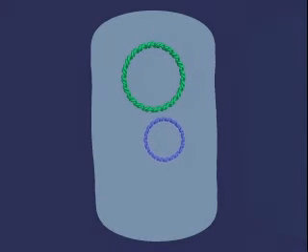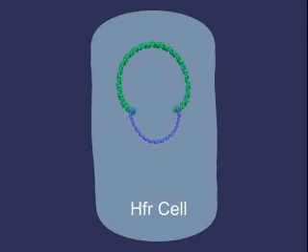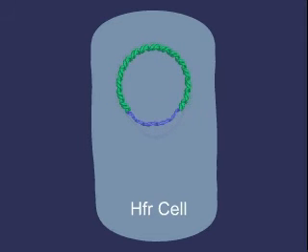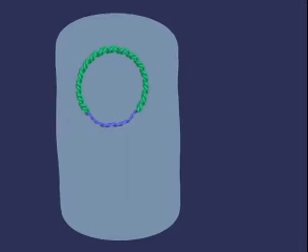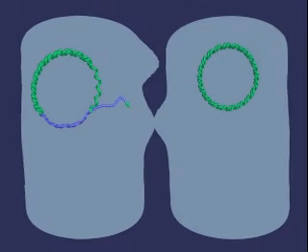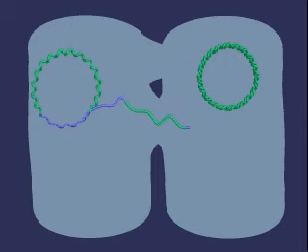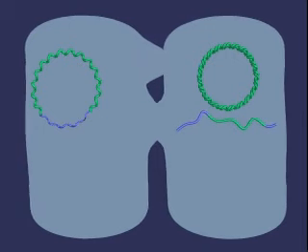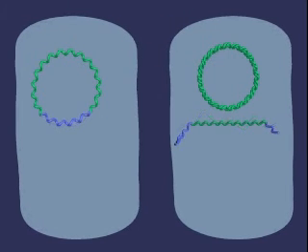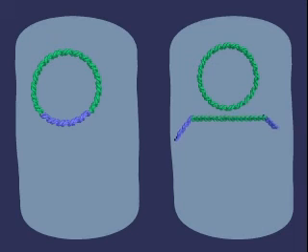If the F plasmid integrates into the chromosome by crossing over, an HFR cell is formed. Now, the chromosomal DNA tags along with the F DNA when it is transferred into the recipient cell. After the single-stranded DNA enters the recipient cell and replicates, it can recombine with the resident chromosome. In this HFR cross, chromosomal genes can be transferred from one E. coli cell to another during mating.